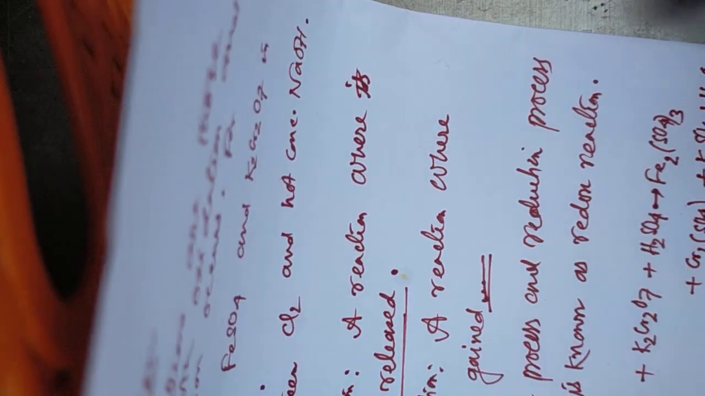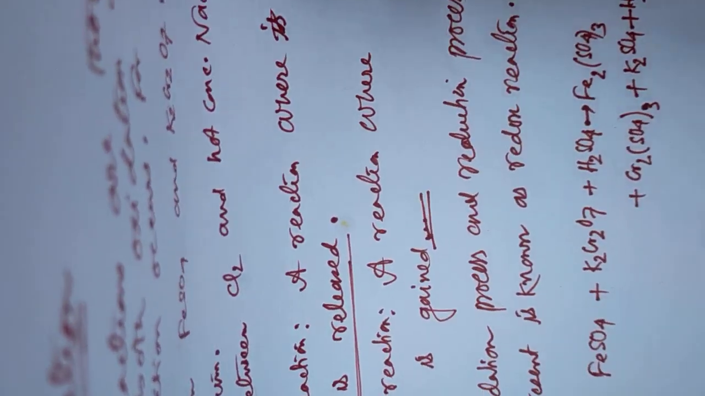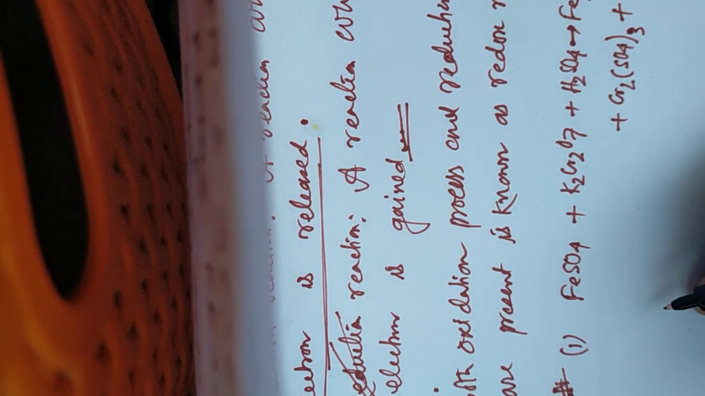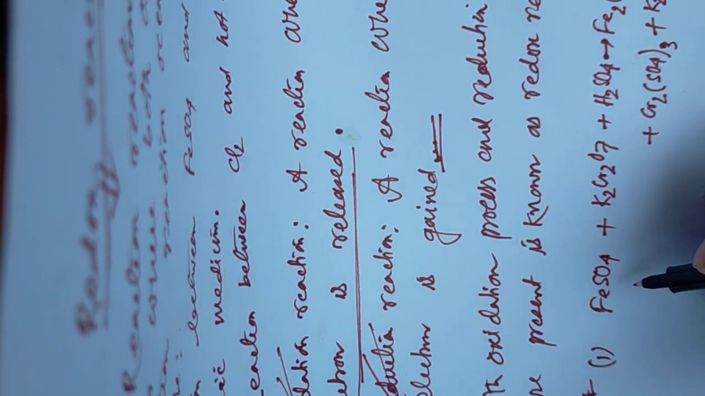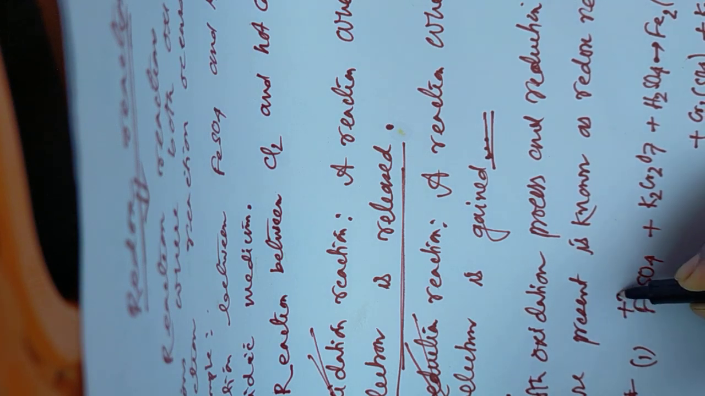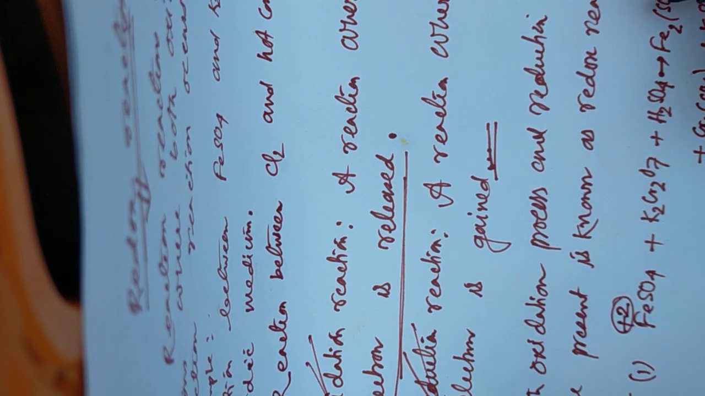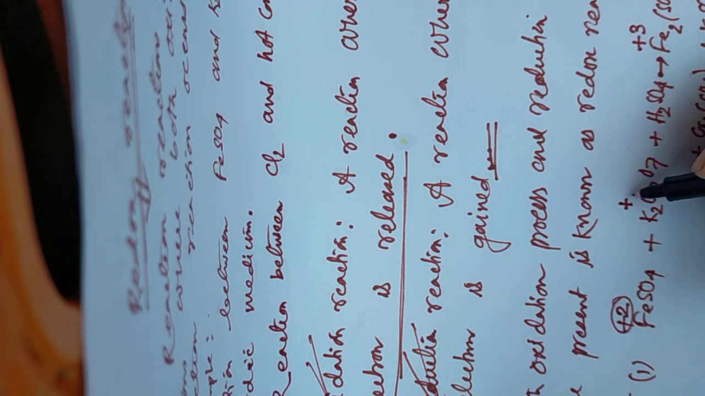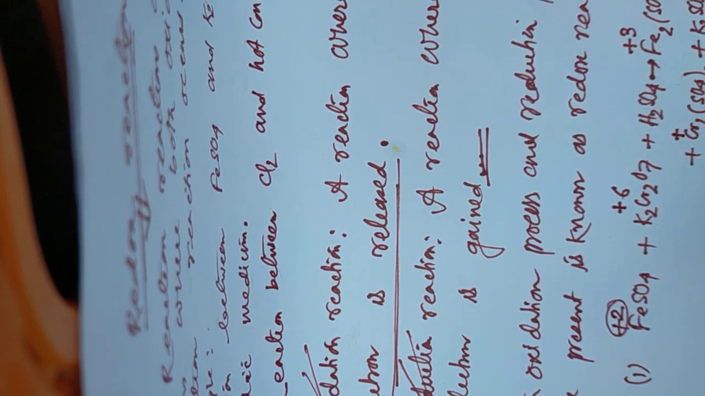Okay. Now how to balance this? First this equation is converted into ionic form. Here the oxidation number of iron is +2. Here the oxidation number of iron is +3. Here the oxidation number of chromium is +6. Here the oxidation number of chromium is +3.